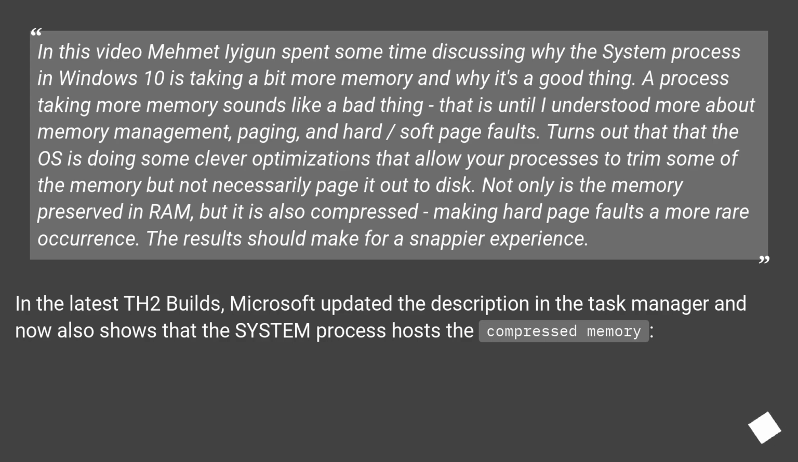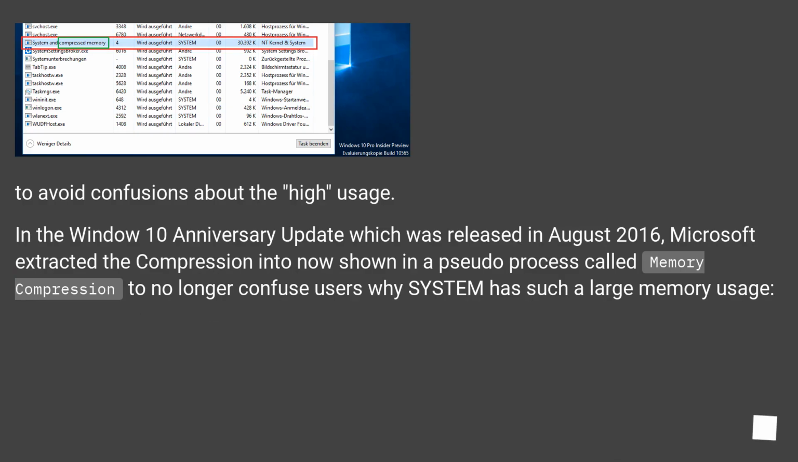In the latest TH2 builds, Microsoft updated the description in the Task Manager and now also shows that the system process hosts the compressed memory, to avoid confusion about the high usage. In the Windows 10 Anniversary Update, which was released in August 2016, Microsoft extracted the compression into a pseudo process called memory compression, to no longer confuse users why system has such a large memory usage.